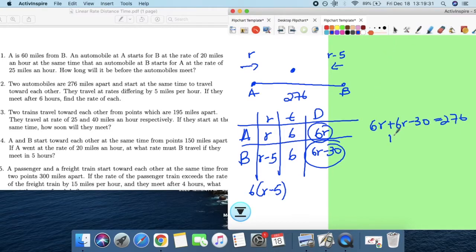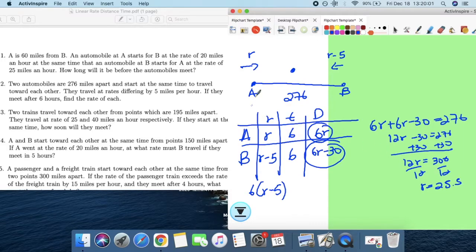Continuing with this, we get 12r minus 30 equals 276, plus 30 on both sides. 12r equals 306. Divide by 12, divide by 12. I have no idea what that is. Please give me a nice number. 306 divided by 12 is 25.5. So R, the speed of one of the cars, is 25.5.